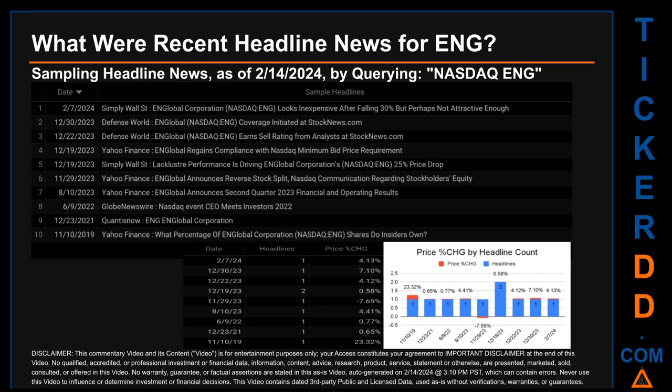The oldest publication date of Sunday, November 10, 2019, was actually the day with the highest percentage change in price. It saw a price jump of 23.32%.